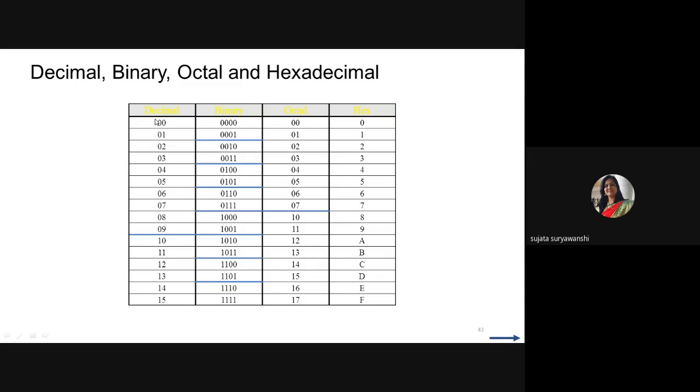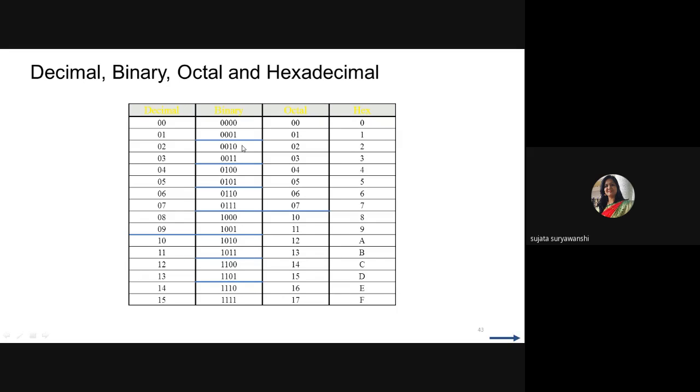Okay. So 2-digit decimal numbers are given. 0 can be represented by 4 zeros in binary, as in this PPT, a 4-bit binary number is given. Okay. So 0 to 15, all 4-bit binary numbers are given here. Means what? 0 can be represented by all zeros. Then 1 can be represented by 0, 0, 0, 1. Then 2 can be represented by this.